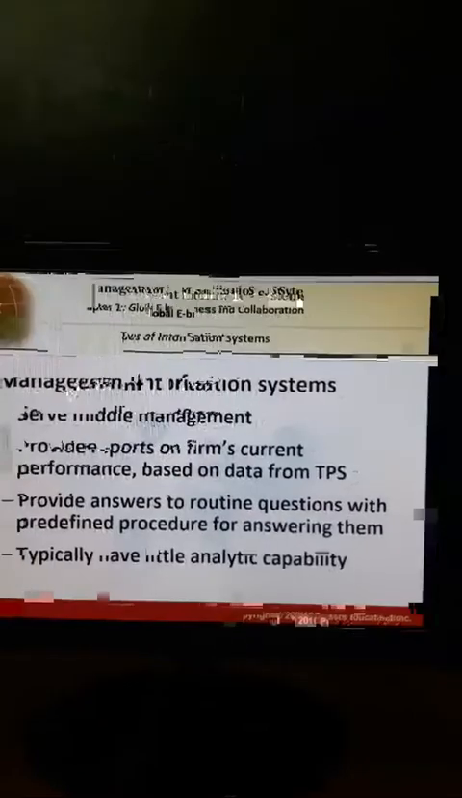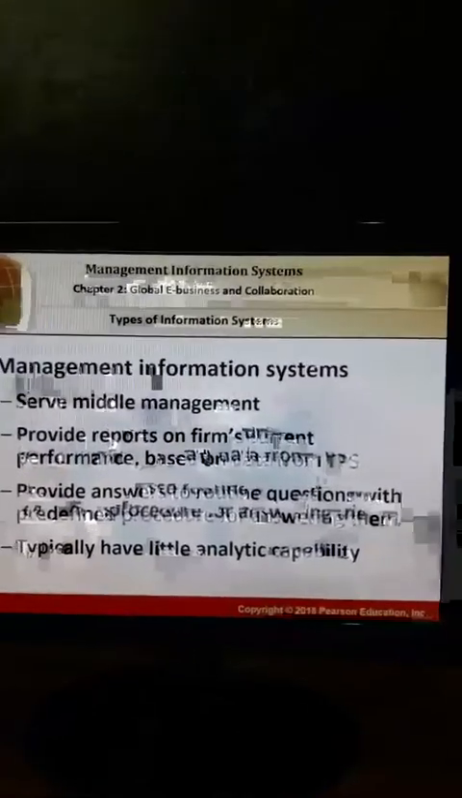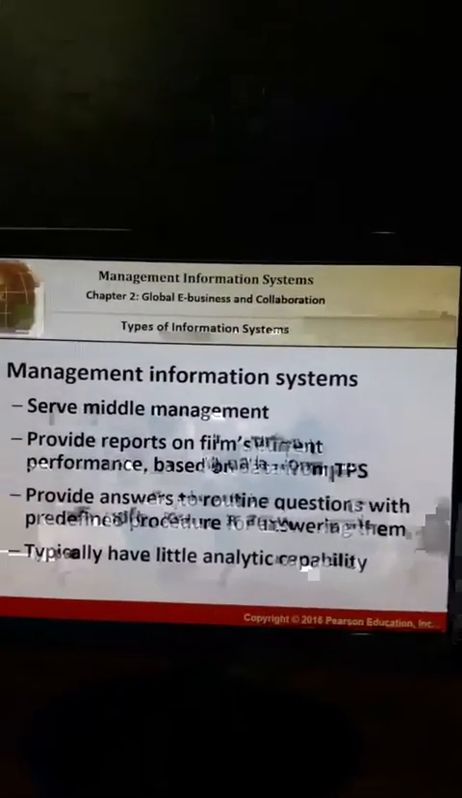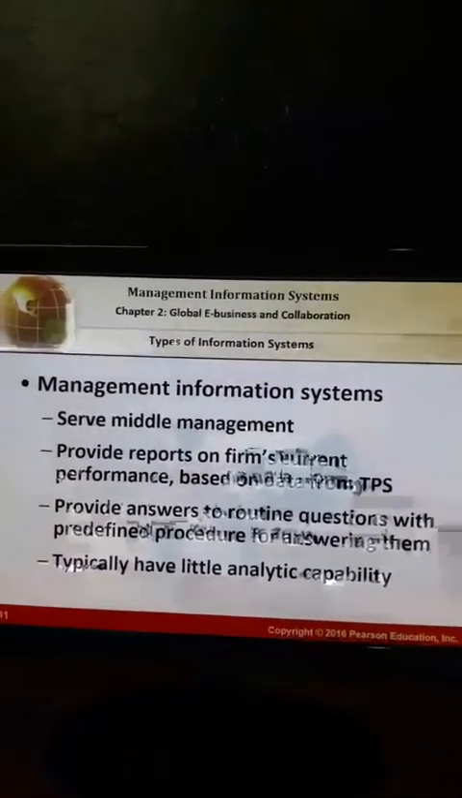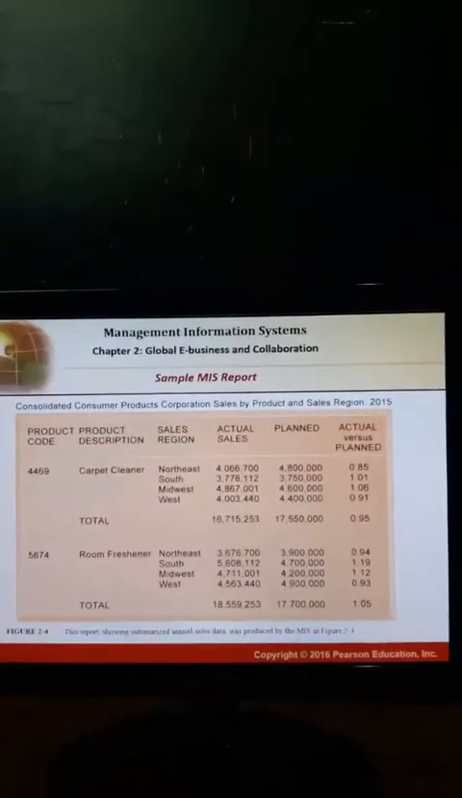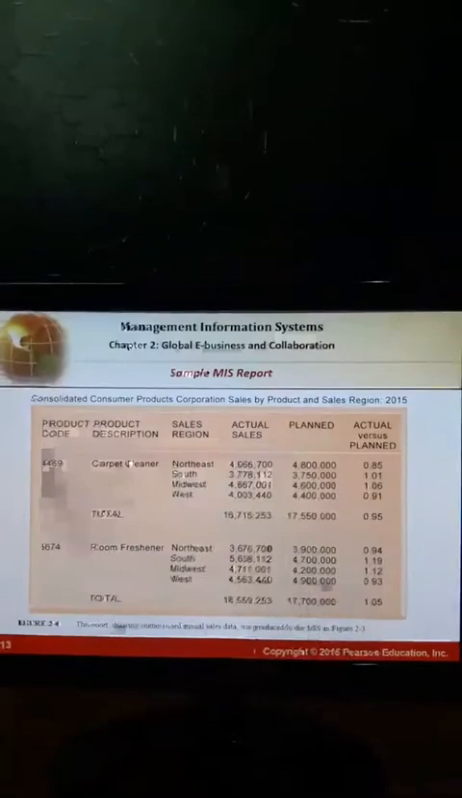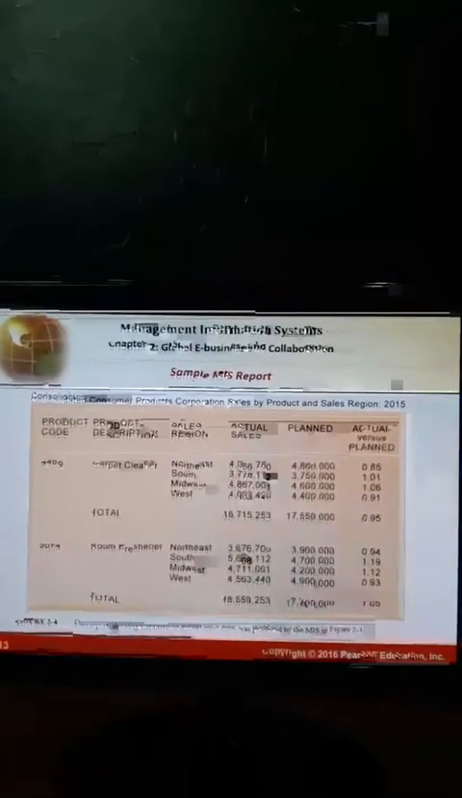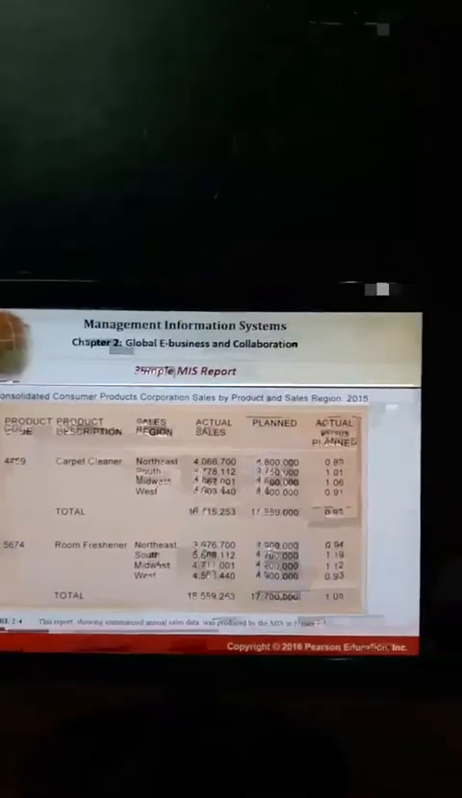They have an ability to make decisions, and I can show you what kind of performance they are doing. Look at this graph, the MIS report. Like TPS managers, these MIS managers work with information.